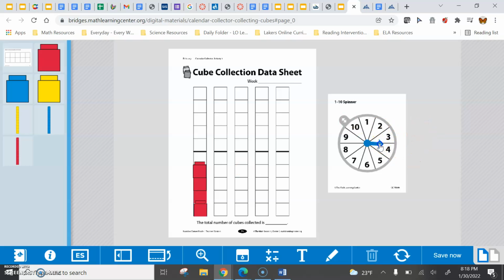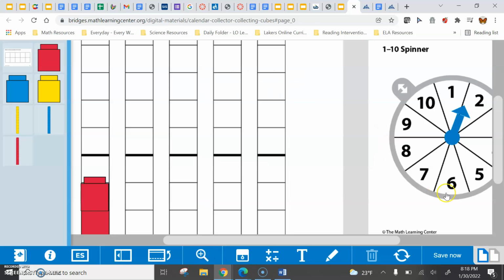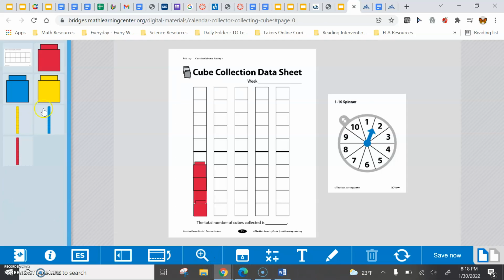So let's see how many we have for this spin today. And I like zooming in so you can see the number. It landed on the number 2. So we'll add 2 more cubes for this week. 1, 2. So far we've collected 1, 2, 3, 4, 5, 6 cubes for this week. We are going to continue to add more each day this week, and we'll find out how many we have at the end of the week in total.